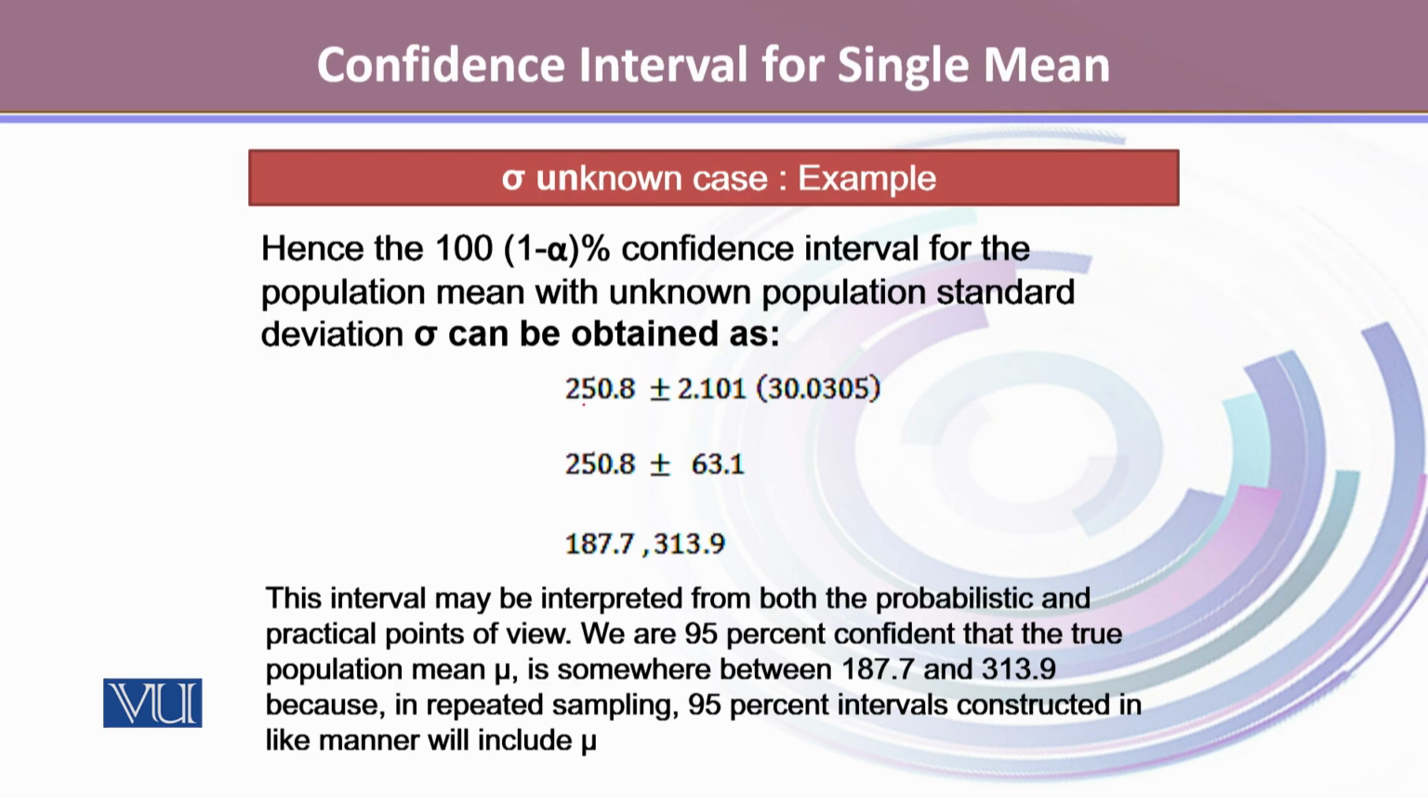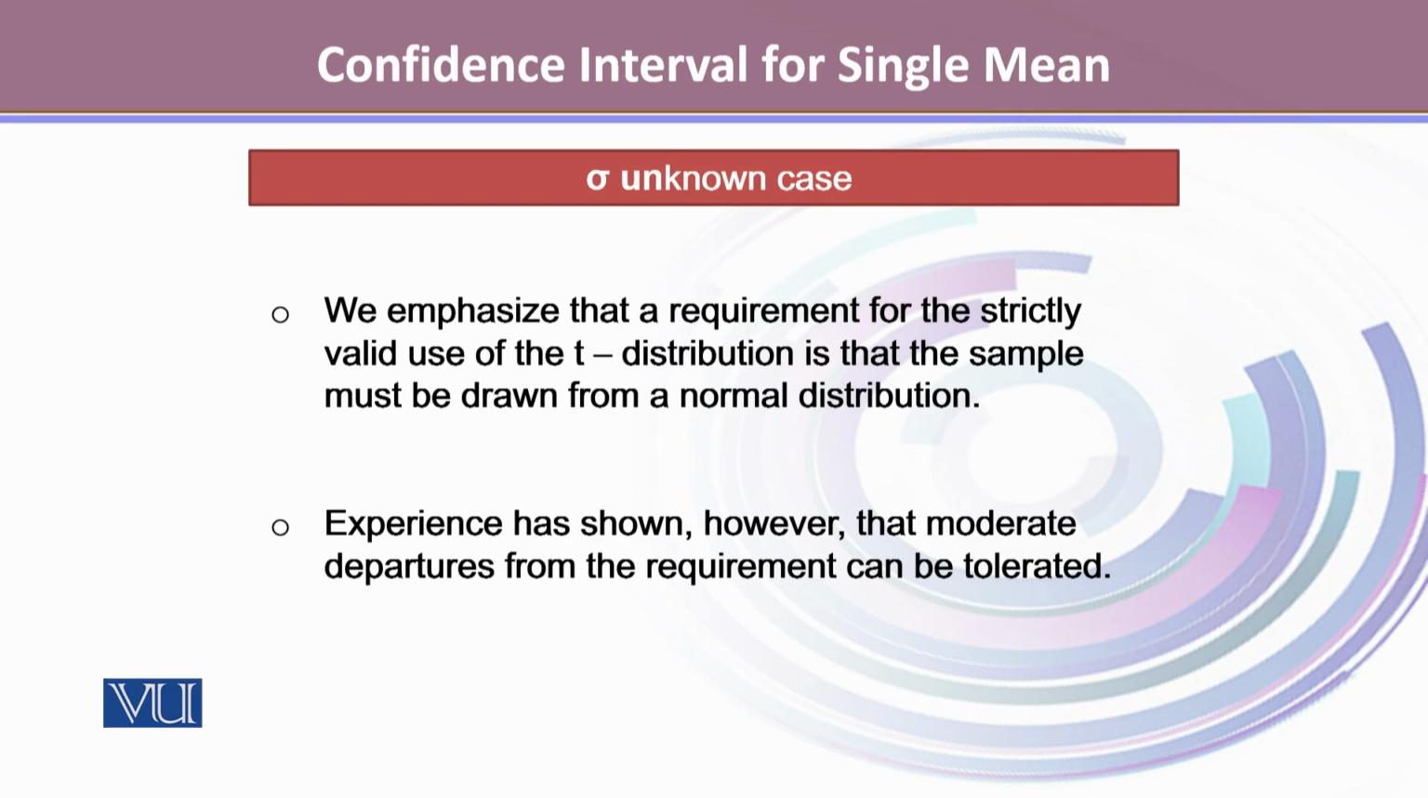Using this reliability coefficient, we get the mean plus minus reliability coefficient times the standard error. It gives us two values of the interval estimate, called the lower confidence limit, that is 187.7, and the upper confidence limit, that is 313.9. This interval may be interpreted from both the probabilistic and practical points of view, which says that we are 95% confident that the true population mean mu is somewhere between 187.7 and 313.9, because in repeated sampling, 95% of intervals constructed in like manner will include the value of the population mean.